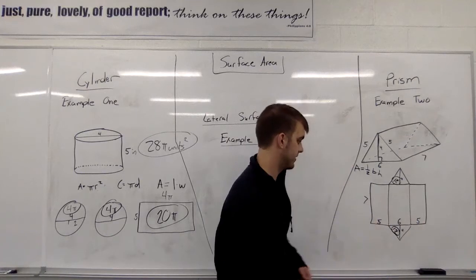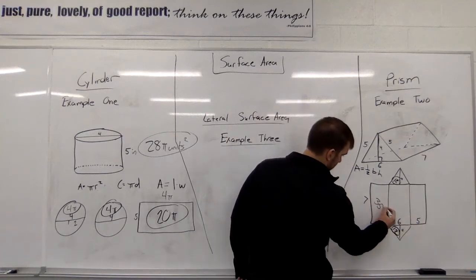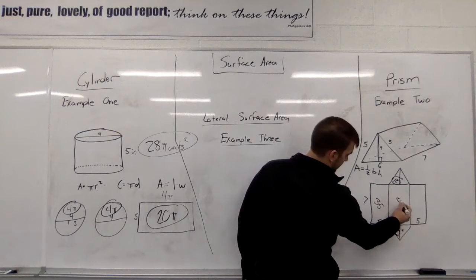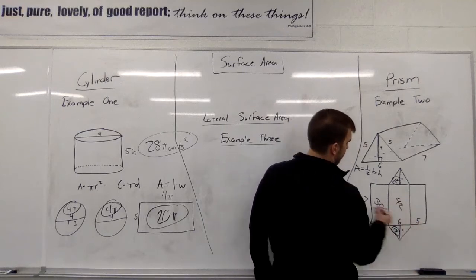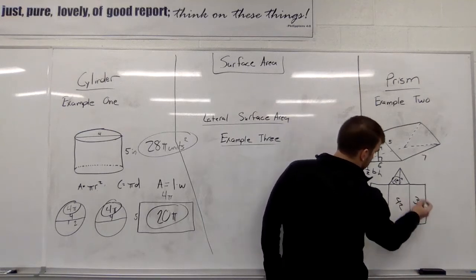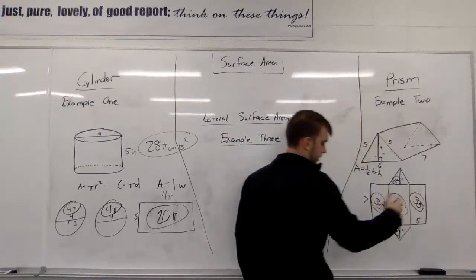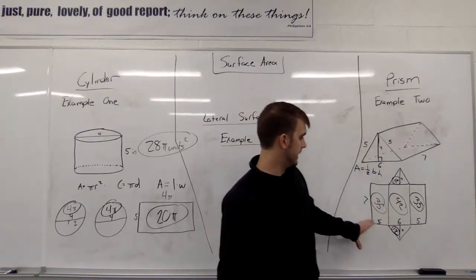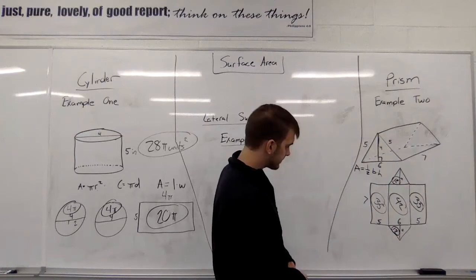So 5 times 7, 35. 6 times 7 for the middle one, 42. And 5 times 7, 35, that one. So each shape, you can do this pretty quickly once you pull it apart. Each shape, then you add them together.